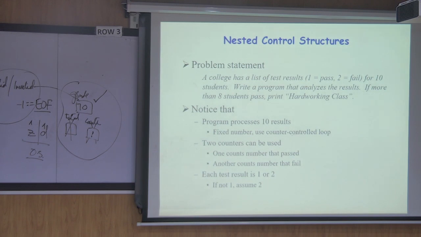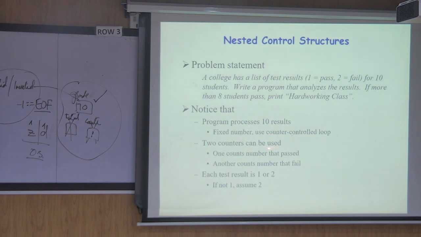The number of students is already known to us, so exactly the same. Counter is less than or equal to 10, so it's a counter control loop. So you have a counter which is counting the number of students. Any further counters you require? Yes, we require 2 more counters. Further, the program will process 10 results, a fixed number, so we'll use this counter control loop.